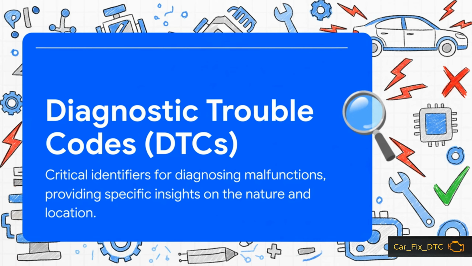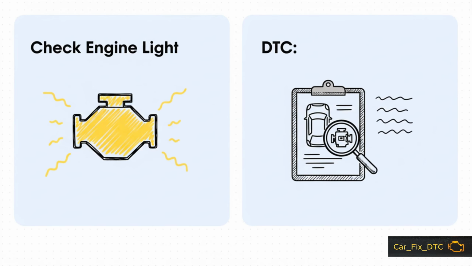They're incredibly specific. The best way to think about it is this. The check engine light is your car just shouting, "Hey, something's wrong over here." A DTC, on the other hand, is the detailed report. It's your car saying, "Okay, here's the deal. There's a communication failure on the Class 2 data link." See the difference? One's a general alarm, the other is a precise diagnosis.